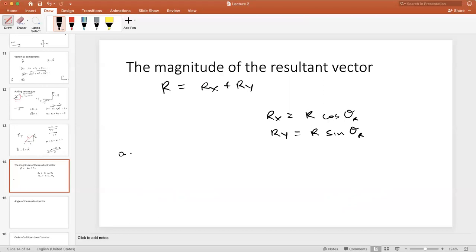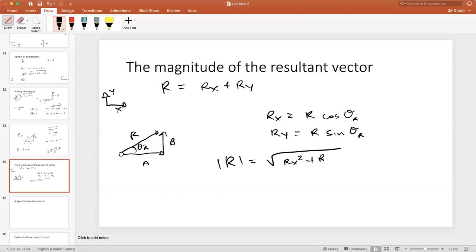And we're going to draw this again. So we have A and we have B, and then we have our R, and this is theta of R. It's the angle that R makes with our x-axis, okay? And so now if I want the magnitude of R, I know that it's Rx squared plus Ry squared. But what are Rx and Ry? Well, it turns out they are just the components of Ax plus Bx. And these are the components of Ay plus By, okay, in the X and Y direction.